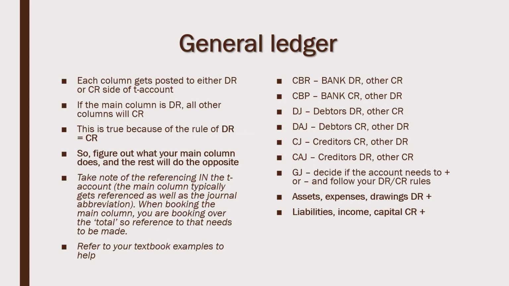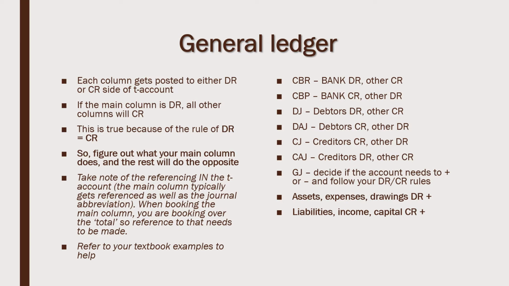Okay, so then a bit about the general ledger. This is obviously where you are in the process now. You've populated your journals, you've hopefully totaled your journal entries, got column totals for each journal, and now you're transferring it to the general ledger. So here is a one-page summary to help you unpack the general ledger a bit better.